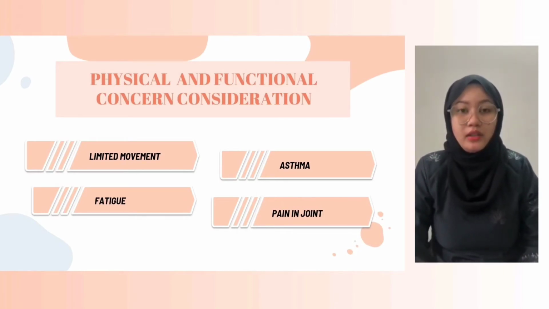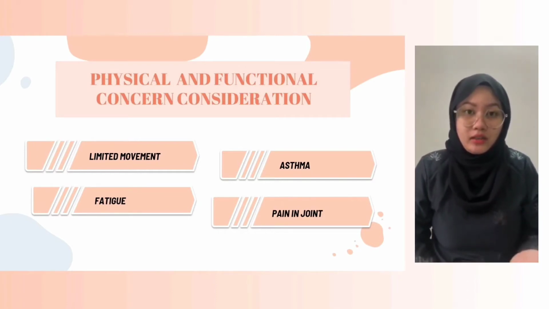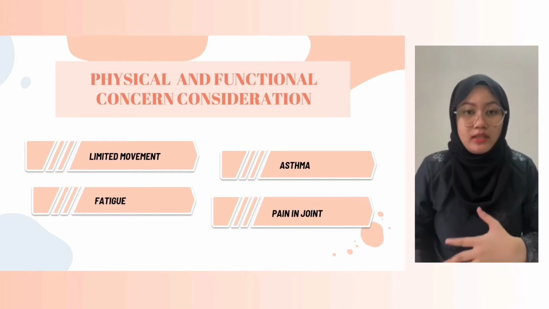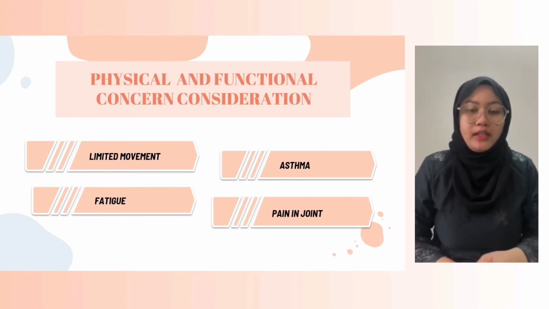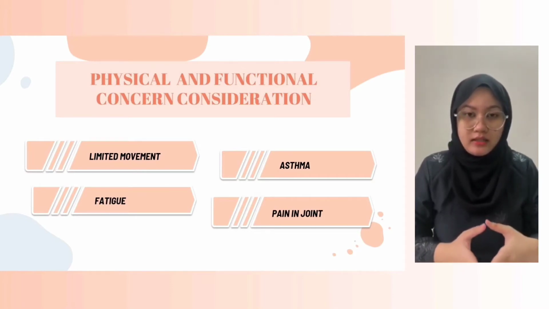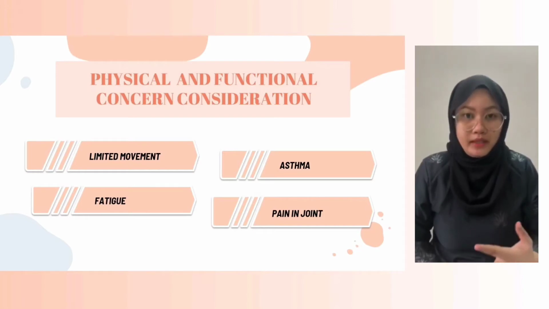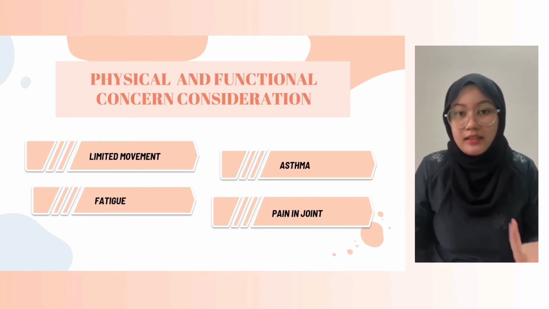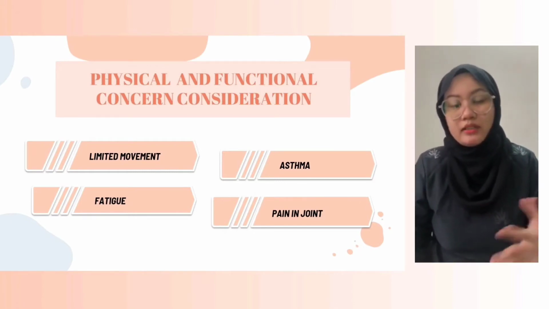I will present the physical and functional concern consideration for the obesity population. There are 4 points that I will point out in this subtopic, which are limited movement, fatigue, asthma, and pain in joints. These are things that normally happen to the obesity population.